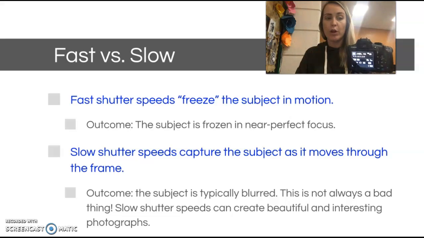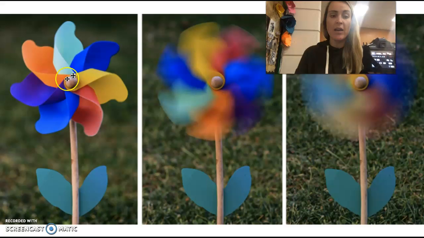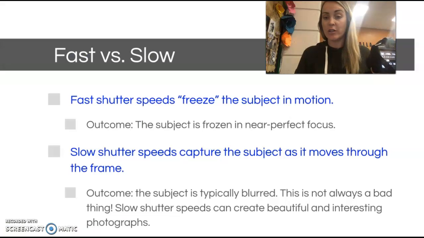So that type of shutter speed can freeze a subject in motion. You have zero blur. Think back to our pinwheel, right? The photo way over here on the left, the action was frozen. So you have zero blur, okay? That's a sharp, fast shutter speed, what we call a stop action photo, okay? So the subject is frozen in near perfect focus.